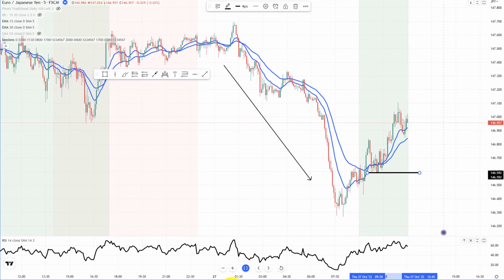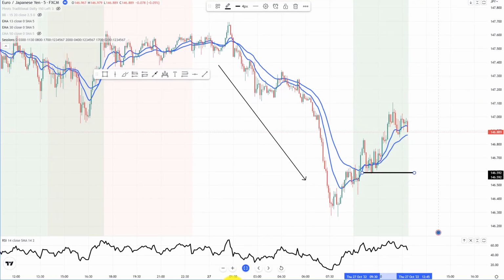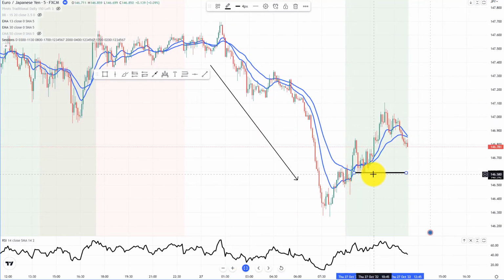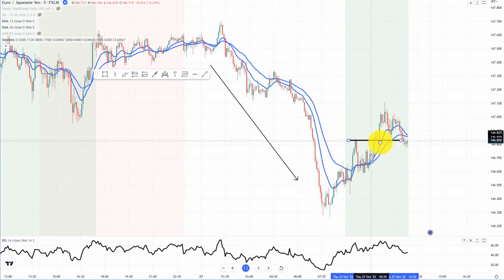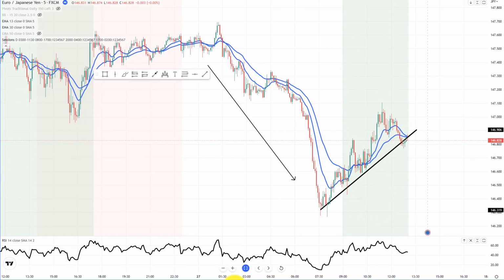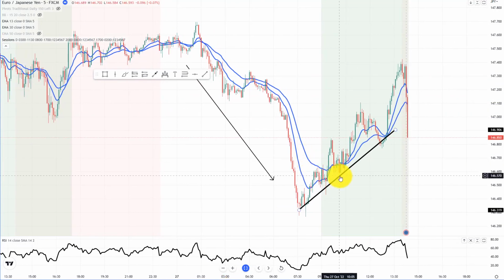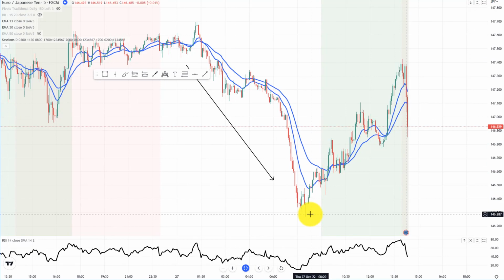Okay, seems like we're reversing Asia. Retesting previous support. What do we do now? I wouldn't like to short now as the market is going up in the London session. Okay, so now what do we have? We have Asia downtrend, European uptrend, so mixed overall.